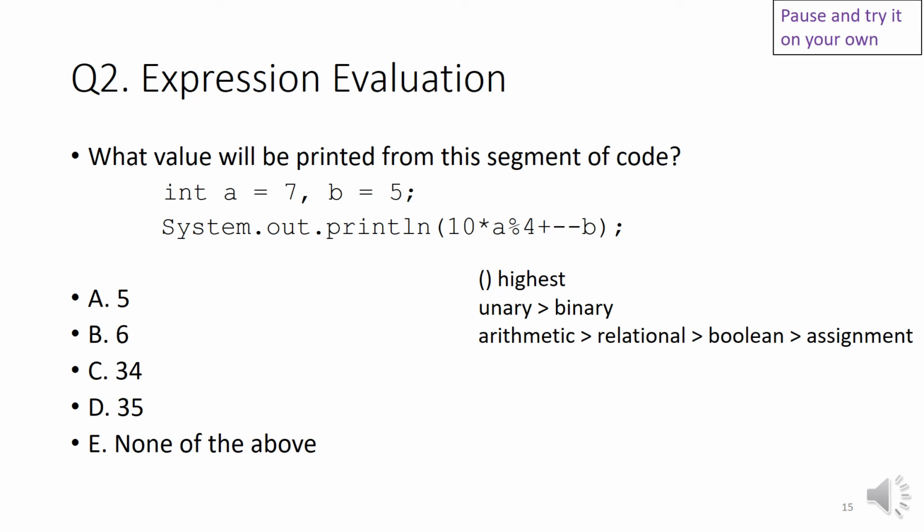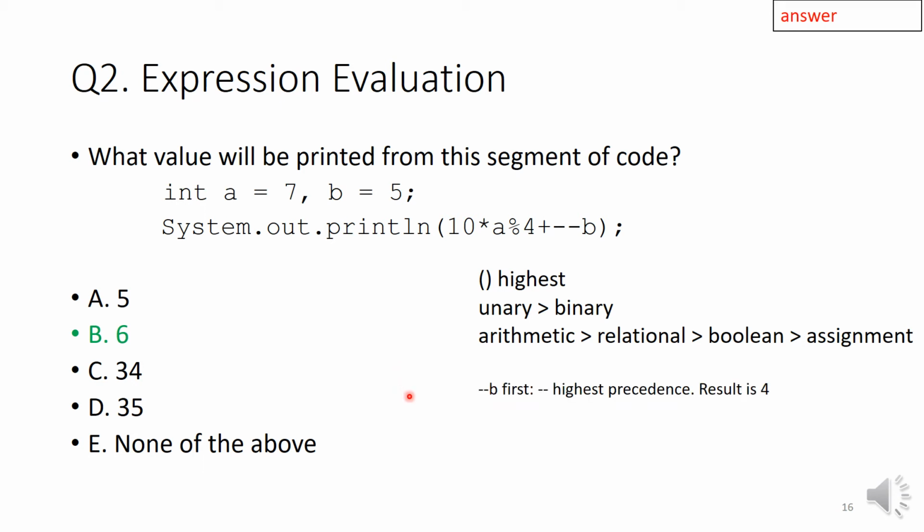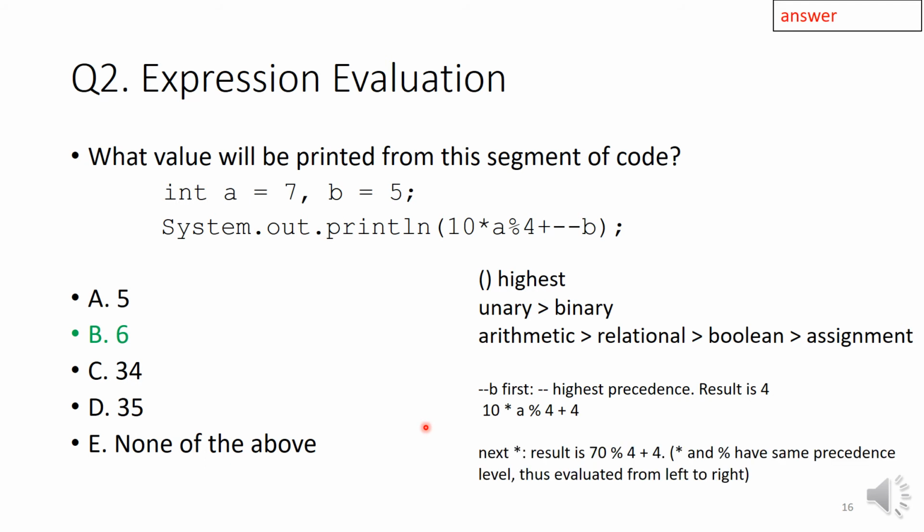Here is an exercise on expression evaluation. Pause and try it on your own first. The answer is B, 6. Minus minus b is evaluated first. This is a prefix minus minus. So minus minus first, and you get a result of 4. Now the expression is like this. You plug in 7 for variable a, and the multiplication is evaluated. Next, the remainder operator gives you a 2. So the final result is 6.